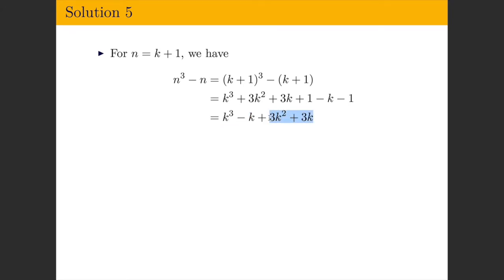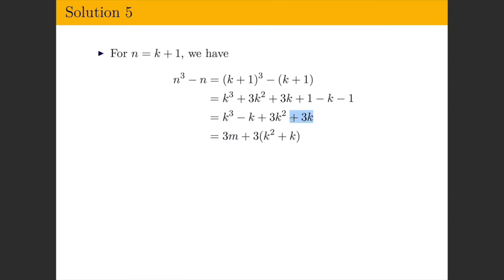Now, this is the step that matters the most in the divisibility proofs. Remember, on the previous slide, I said that k cubed minus k could be written as 3m. So that's what I'm going to do. I'm going to write k cubed minus k as 3m.